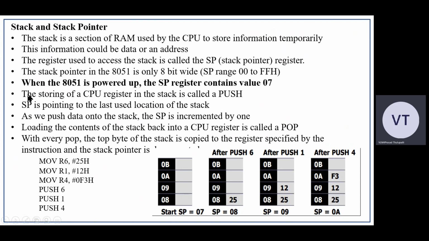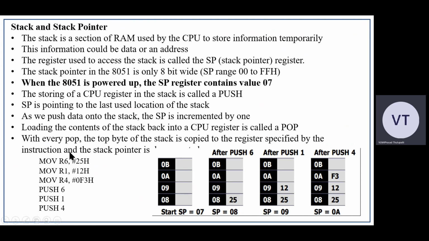We use two operations. One is push, the other one is pop. Push is the instruction to push the contents into the stack. If you want to store something in the stack, then we use this push operation. If you want to retrieve something, if you want to take the data from the stack, then we use an instruction called pop. SP is pointing to the last used location of the stack. As we push the data onto the stack, the stack pointer will be incremented by 1. If you pop it, then the stack pointer is decremented by 1.